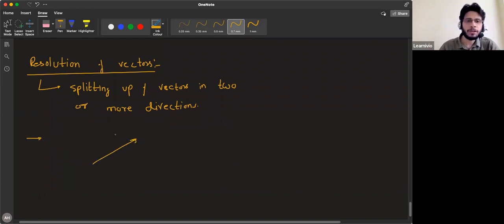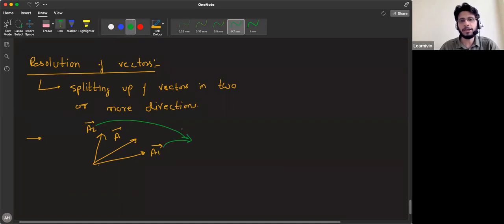So if you have a vector A, you resolve this vector A into two parts. One is A1, another is A2. We call this A1 and A2 the components of vector A. In general, these two components can be inclined at any angle. This theta could be any angle.